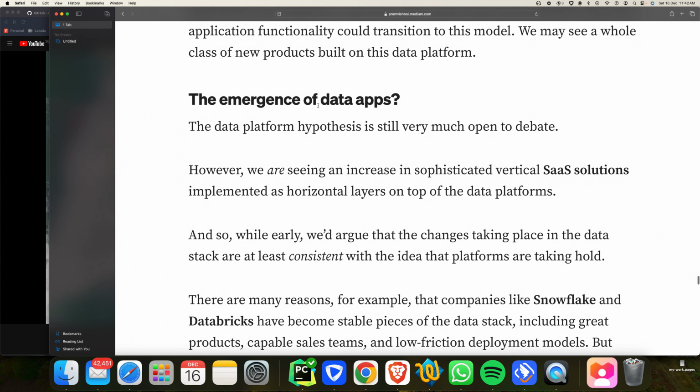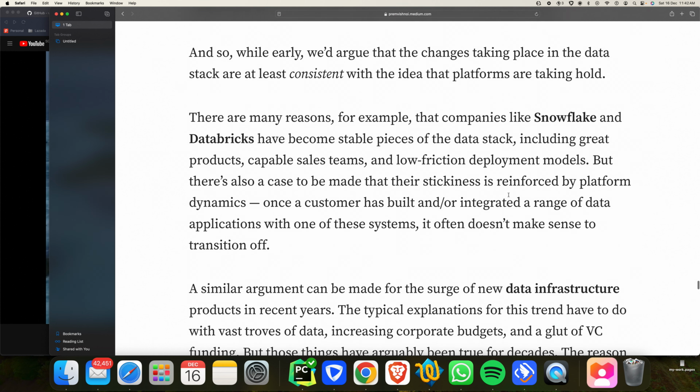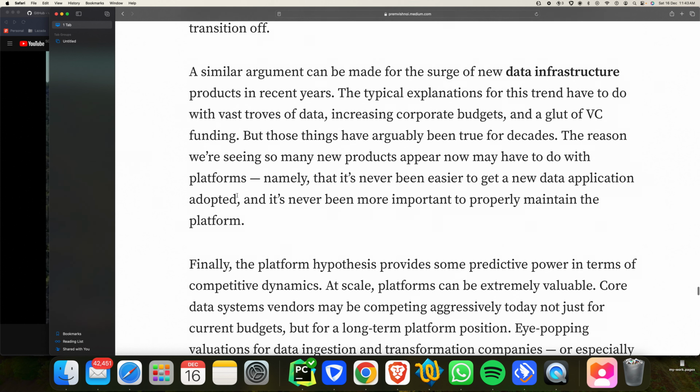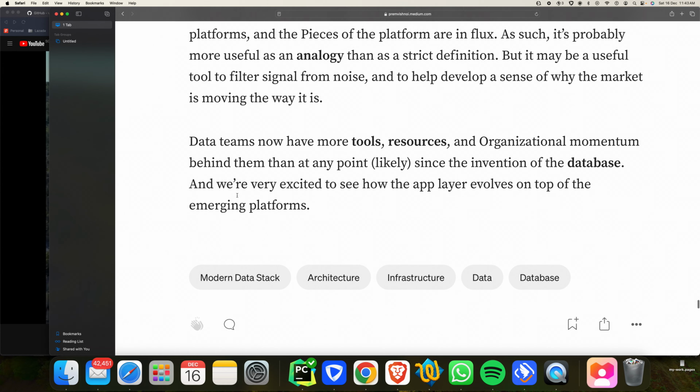The emergence of data apps and the data platform hypothesis is still very much open to debate. However, we are seeing increasingly sophisticated vertical SaaS solutions implemented in horizontal layers on top of the data platform. There are many reasons. For example, companies like Snowflake and Databricks have become stable pieces of the data stack, including great products, capable sales teams and a low-friction development model. But there is also a case to be made for their stickiness and for platform dynamics. So the data ecosystem keeps evolving.